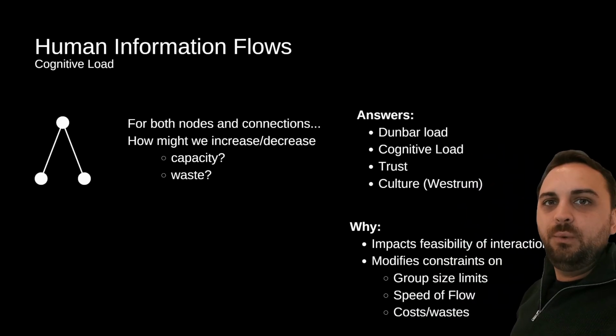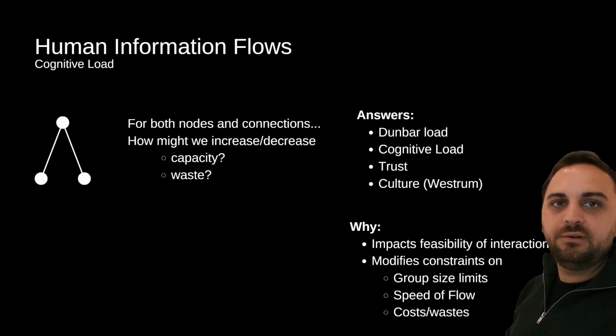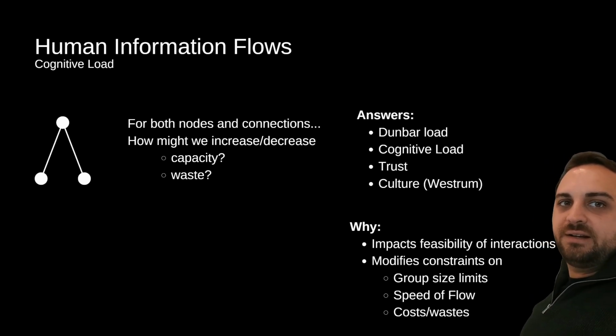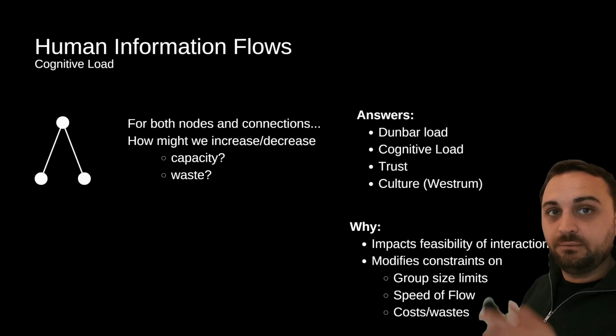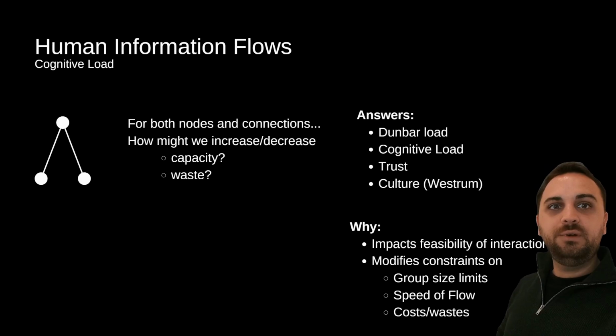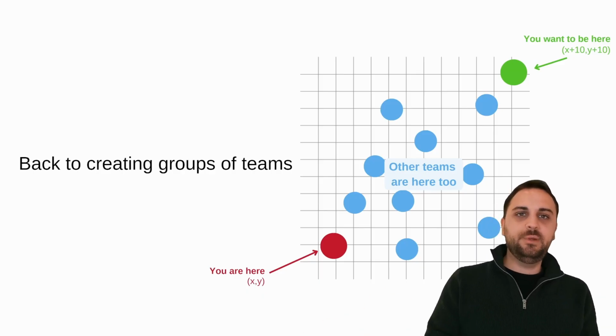So do we have ways to increase and decrease capacity and waste? Yes. Dunbar load, cognitive load, trust, and culture impact the feasibility of those interactions, and modify constraints on group size, speed of flow, and cost waste. So pay attention to that stuff, and you won't need to hire a micromanager for every employee. We're done with that information flow detour.